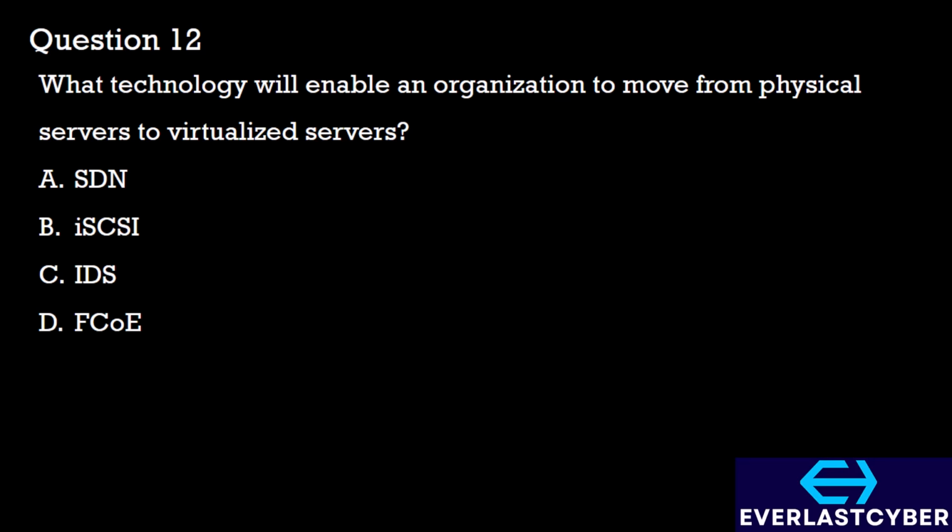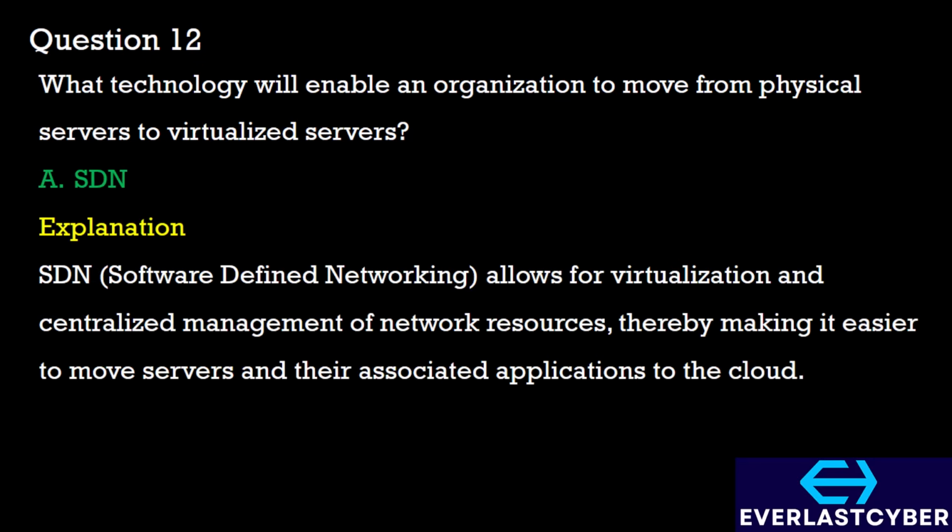An SDN allows for virtualization and centralized management of network resources. CISSP is a protocol that allows the transport of block-level storage data over IP networks, but it does not directly relate to server virtualization. IDS is just a security system that monitors network traffic for potential threats or suspicious activities, while FCoE, Fibre Channel over Ethernet, is a storage protocol that encapsulates Fibre Channel frames over Ethernet networks. For this, we'll be going with option A.